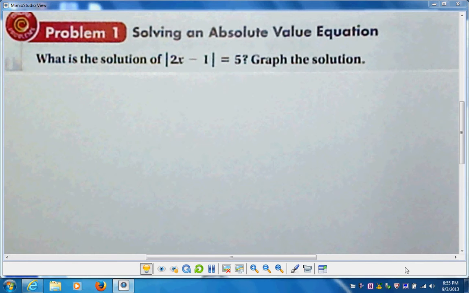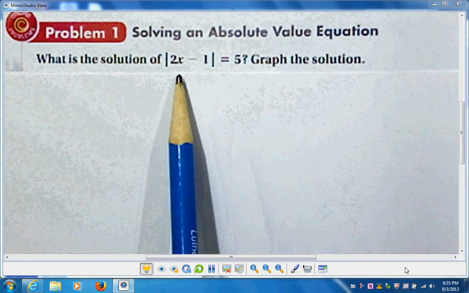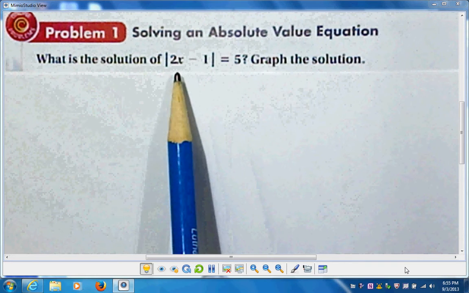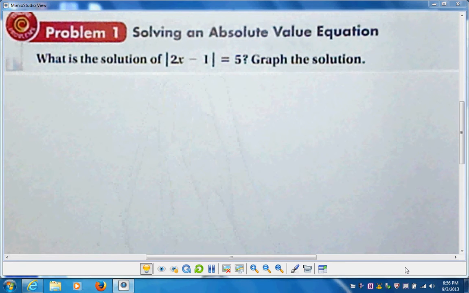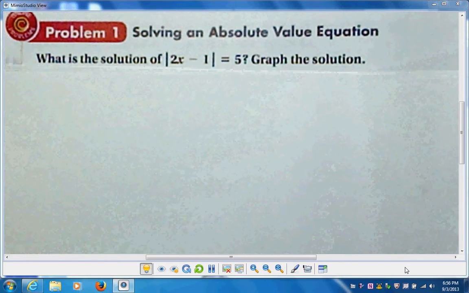Let's examine this absolute value problem. So we want to solve for the value of x that would make this statement true. Well, let's review a little bit about what we know about absolute value problems.